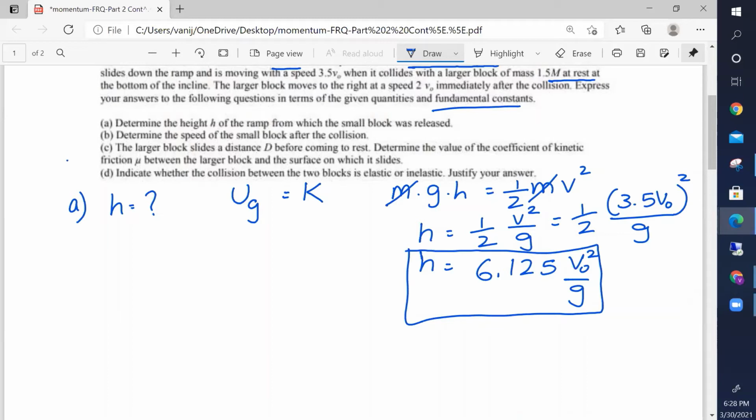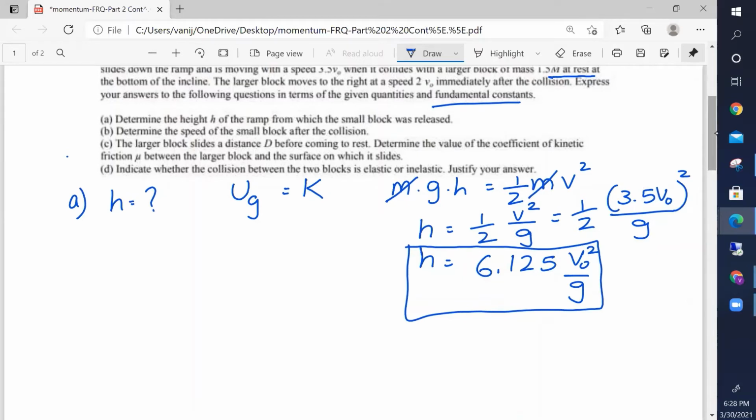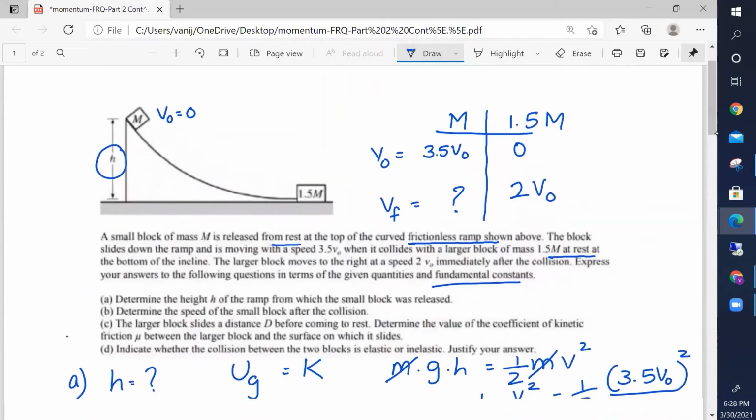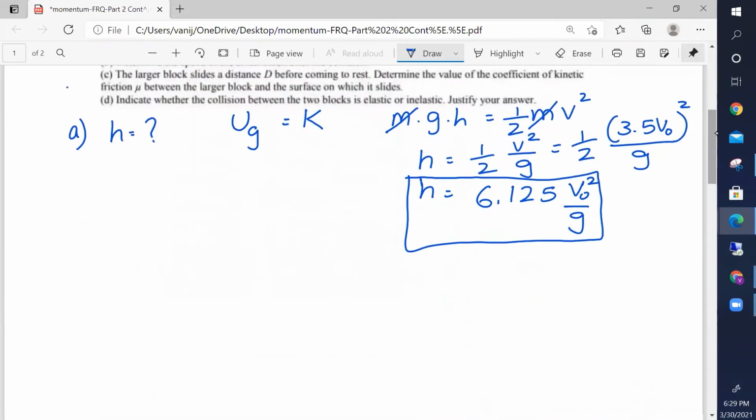Let's go ahead and take a look at part B. Determine the speed of the small block after the collision. They're asking us to determine the speed of the small block after collision. Before collision, the velocity of M is 3.5 v naught. But they want you to find the velocity of M after collision. So basically, they're asking you to find Vf for the mass M.